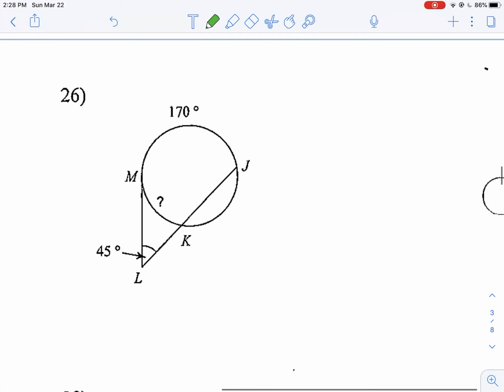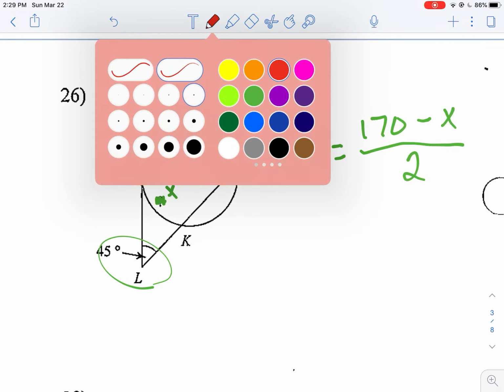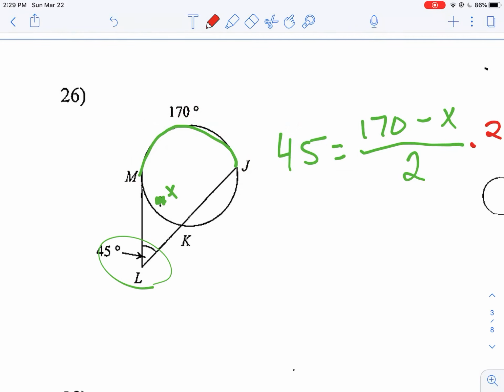Look at this next one, just really quick setup. Okay, angle first. The angle on the outside is 45, right? So 45 equals, it's always big arc minus small, so make sure that big arc always goes first. Right, 170 minus, okay, I'm going to do what I did in the last one, just call the arc x, all divided by 2, right? Your first step is always to multiply both sides by 2, clear the fraction, boop.